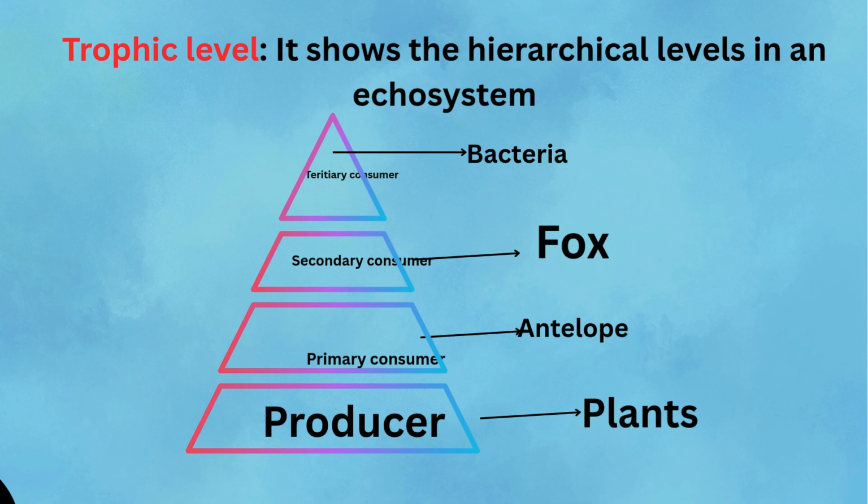Let's talk about trophic level. It shows the hierarchical level in an ecosystem. As you can see on our pyramid, we have producer, primary consumer, secondary consumer, and tertiary consumer. As you can see, plants are producers, antelope is primary consumer because it feeds on plants, and fox is secondary consumer because it feeds on antelope, and also bacteria is tertiary consumer because it decomposes or feeds on fox.